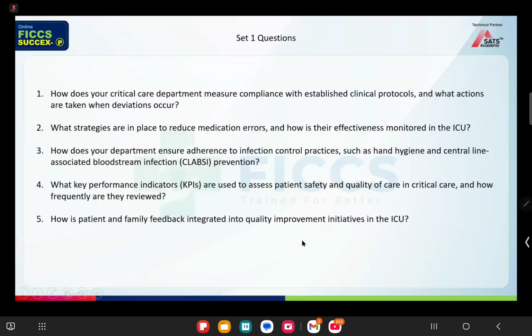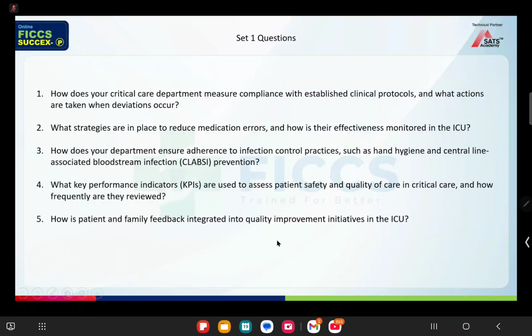Okay. What key performance indicators are used to assess patient safety and quality of care in ICU? Ma'am, patient fall rate. We are also calculating needle stick injury rate. But needle stick is for employees, right? Sorry, ma'am, not for patient safety. Patient fall rate. Risk adjusted mortality rate has been calculated.